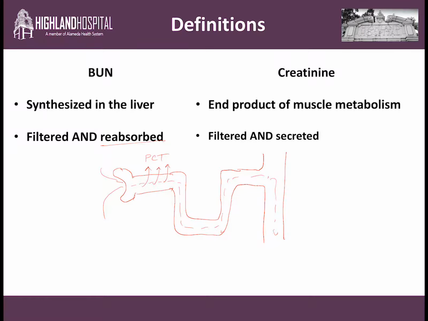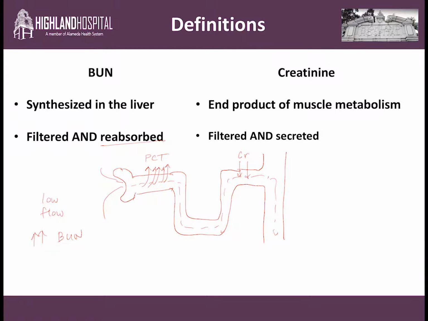Meanwhile, creatinine is actually secreted here. So, in this case, whenever we have a low flow state, we have a low amount of filtration, and so your BUN is going to rise. But since it's going through this nephron slowly, it's actually going to rise further because you've got more time to reabsorb in the proximal convoluted tubule.